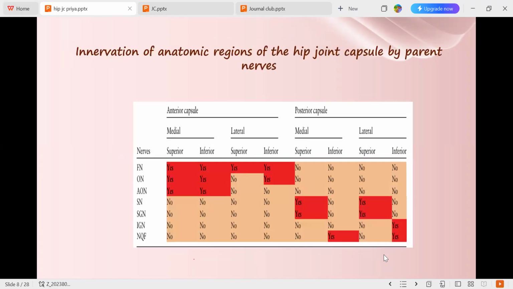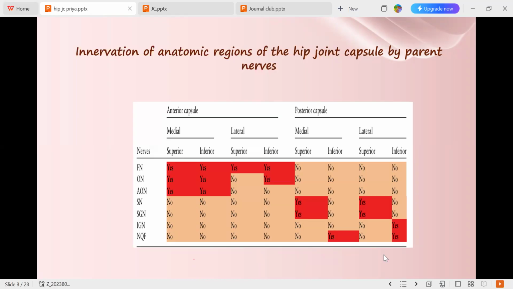So when coming to the innervation of anatomic regions of the hip joint, mostly the anterior capsule is supplied by the femoral nerve, obturator nerve, and accessory obturator nerve. The femoral nerve supplies almost all the quadrants, and the obturator nerve supplies the supromedial and inframedial quadrant, and the lower articular branches supply the infralateral quadrant. The accessory obturator nerve supplies the supromedial and inframedial quadrant.